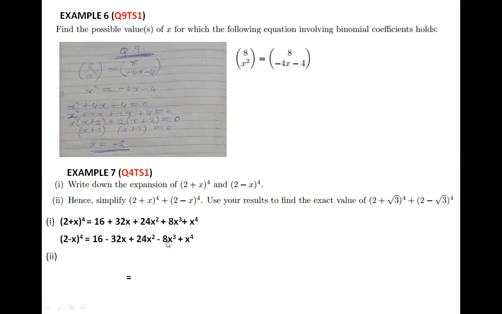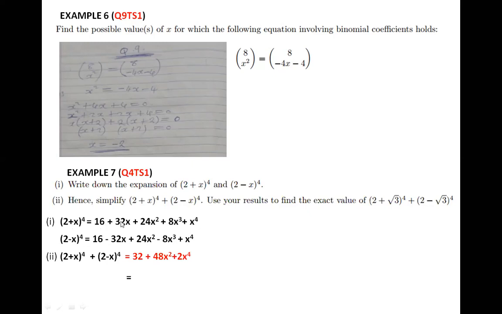So the second question is saying, hence simplify 2 plus x to the power 4 plus 2 minus x to the power 4. If they tell you to add or subtract these two expansions, it's just the same as telling you to add or subtract their solutions this side. They are just simply telling you to add these expressions. So I'm going to add 16 plus 16, you get your 32.